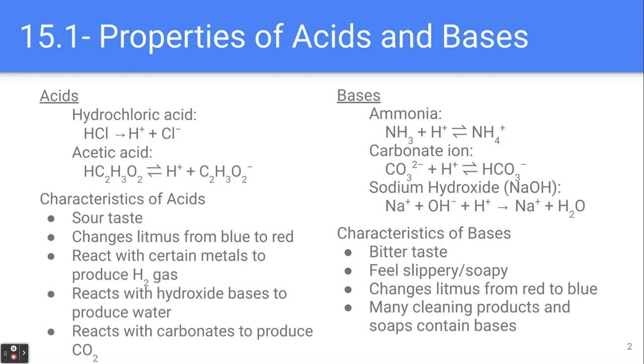So some characteristics of acids are that they have a sour taste. That's actually how the word acid came about. It changes litmus paper from blue to red. And the way I always remember that is a lot of people think that acids are dangerous. Red kind of is a flashing warning that something's dangerous. So that's how I always remember that.